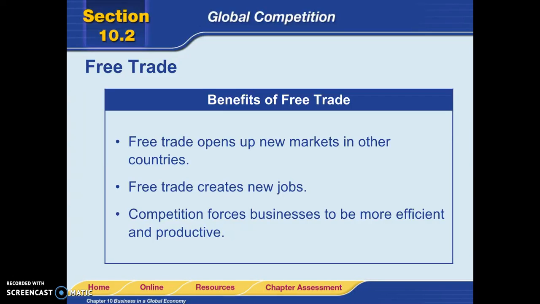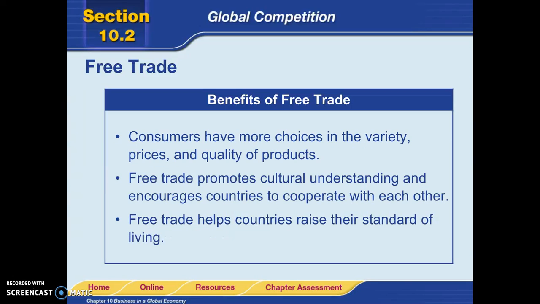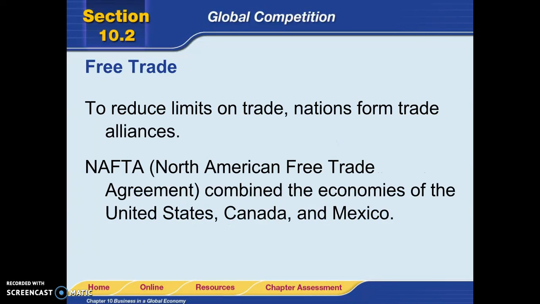Now, there are also benefits of free trade, such as opening up new markets in other countries. Free trade creates new jobs, and competition forces businesses to become more efficient and more productive, meaning a much better service provided to the consumer. Also, consumers have more choices in the variety of prices and quality of goods. Free trade is also going to promote cultural understanding and encourage countries to cooperate with each other and realize some of those cultural differences. And free trade is going to help countries raise their standard of living, working with other countries, communicating, becoming more of a team type atmosphere. So there are benefits to free trade, no doubt about it.